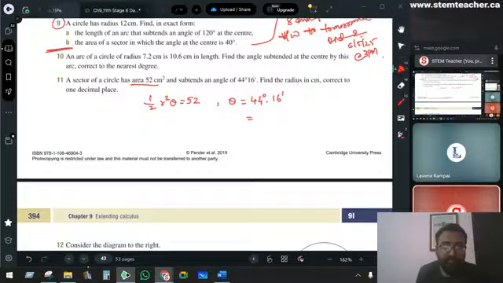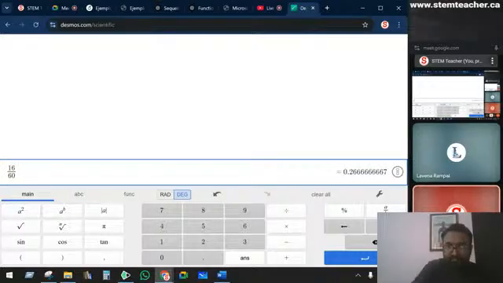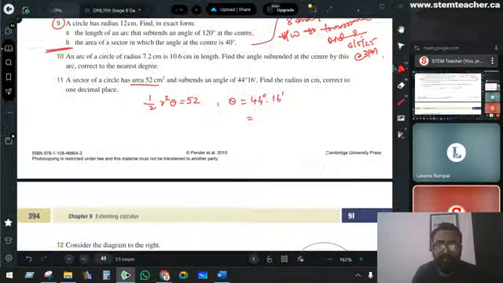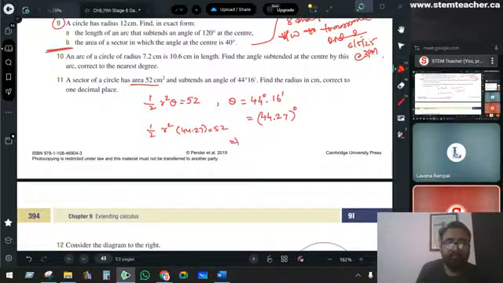We have to convert the minutes into degrees, where 44 is the degrees. 16 minutes can be converted by dividing by 60, which gives 0.27 degrees, so theta is 44.27 degrees. Here you have to substitute 1 by 2, r squared, and theta as 44.27, equal to 52. Then solve and take the positive value of r. That is your 11th.